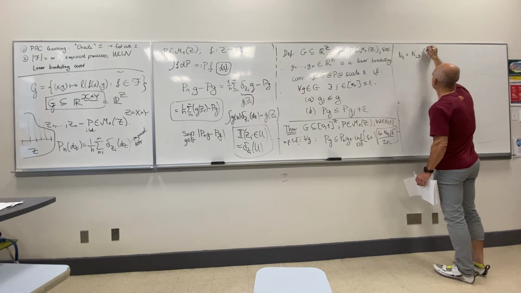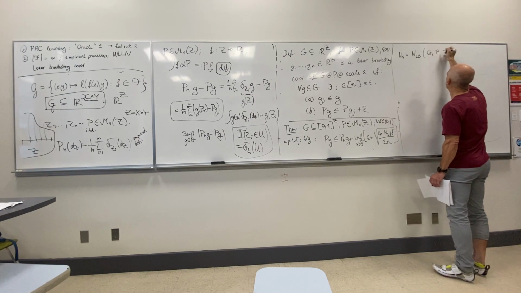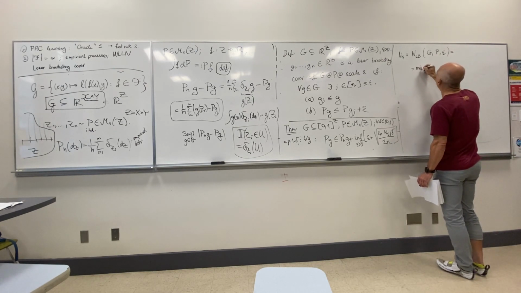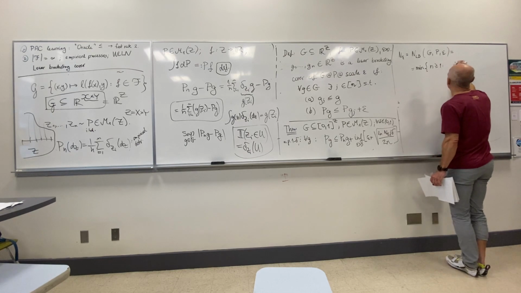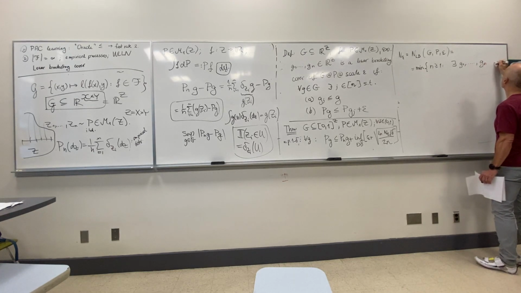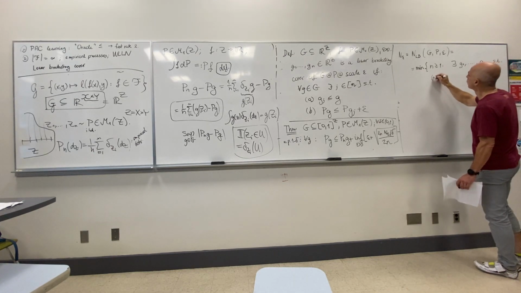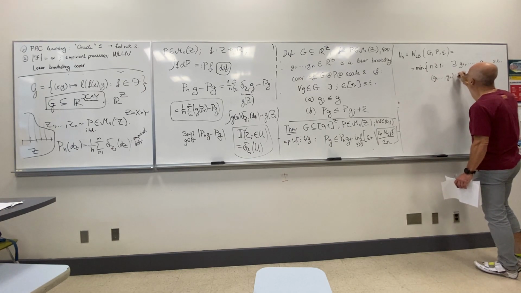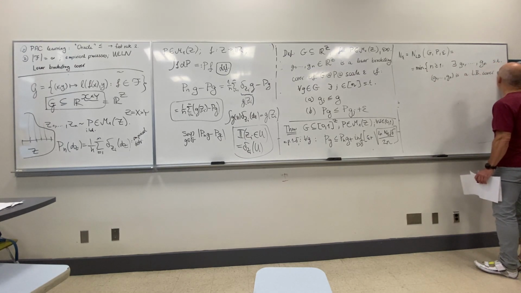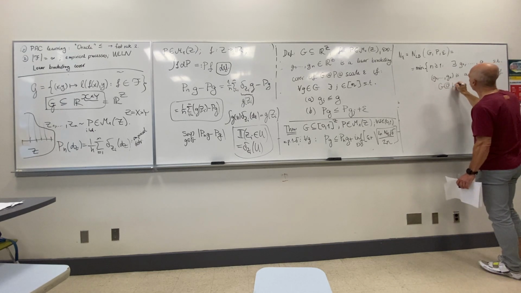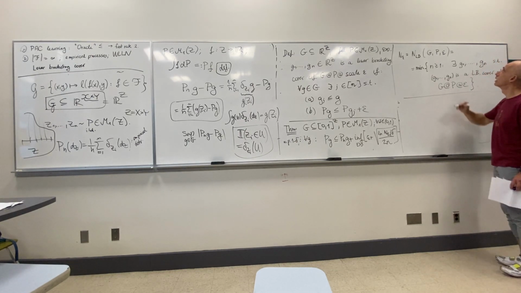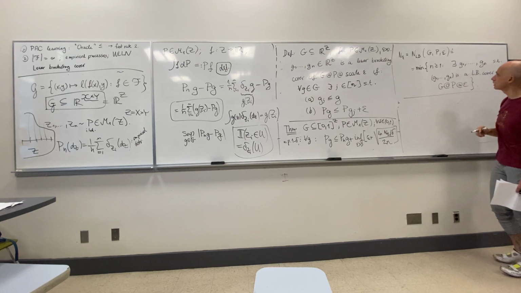This is called the lower bracketing number of G at P at epsilon, which is the smallest n such that there exist G1 through Gn such that G1 through Gn is a lower bracketing cover of G at P at epsilon. Okay? This is kind of standard notation for this.